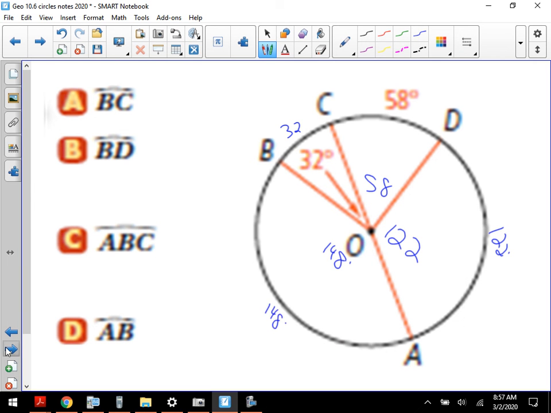From here, it's just following letters. What's the arc BC have to be? 32. What's BD have to be? There you go. ABC. Good. And then AB. See how easy this is? This is why we like to start with this. That's why I always like to start with this section first, because there's really not that much to it.